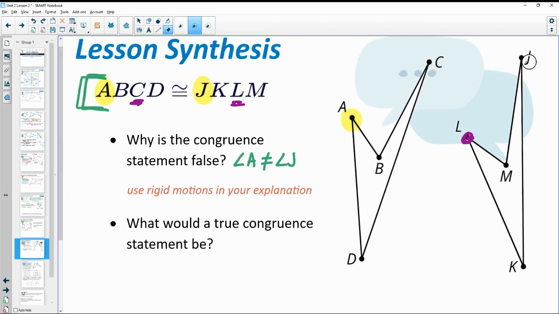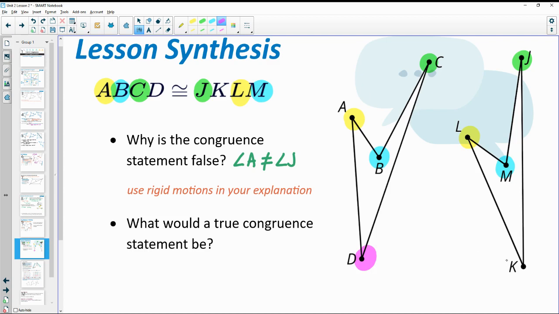Now it wants us to actually write a congruent statement that's true. So let's go and match up some of these parts the way they're supposed to be. So A is here. A should go with L. I'm just going to put colors on them and then I'll write it in a second. B should go with M. C should go with J. And then D should go with K.